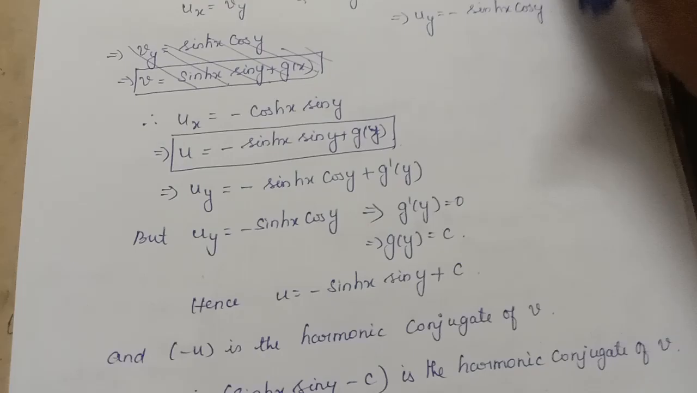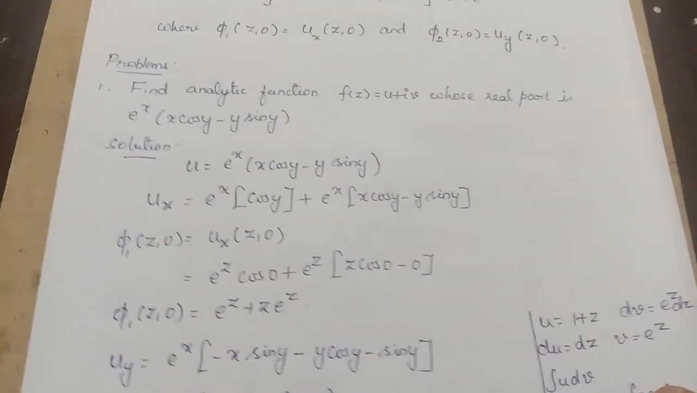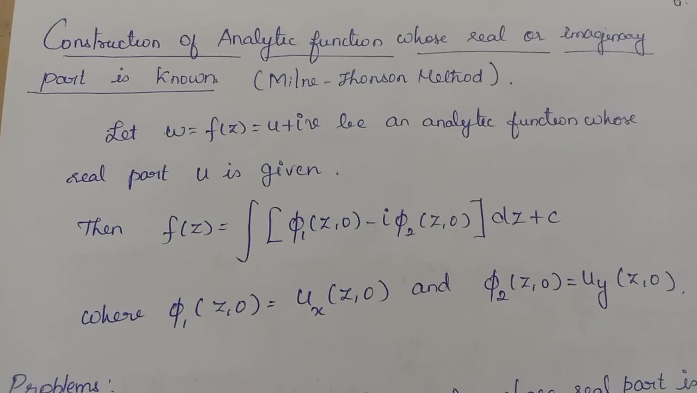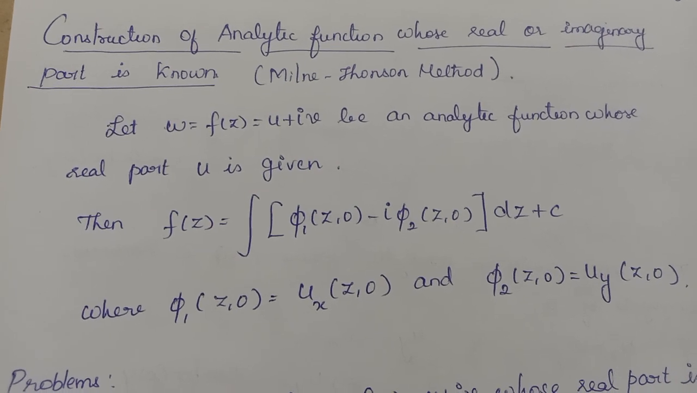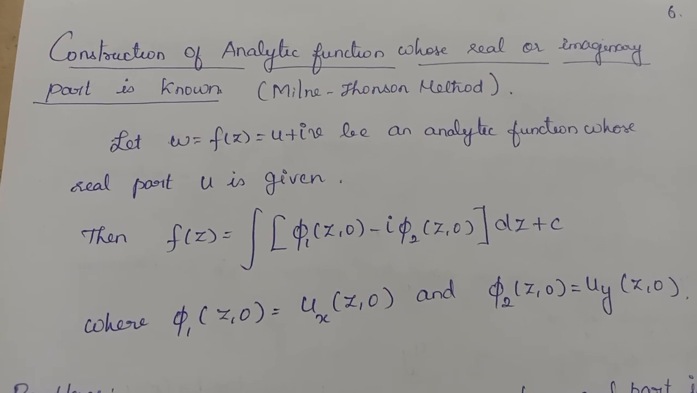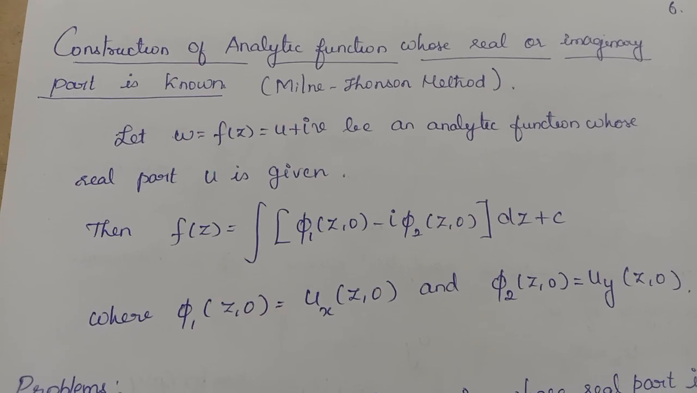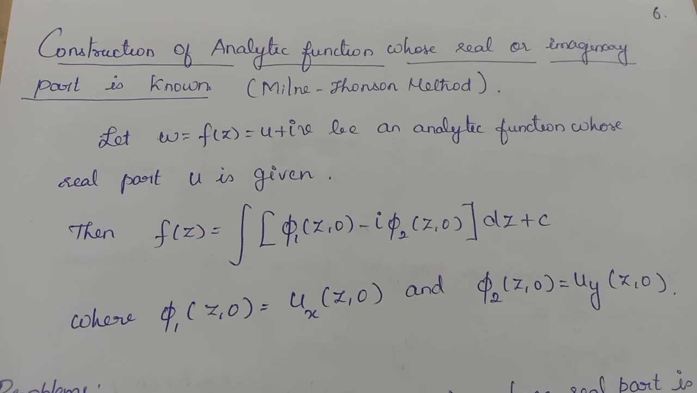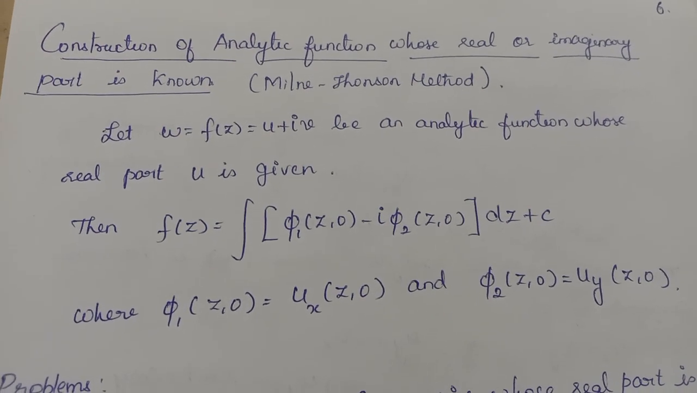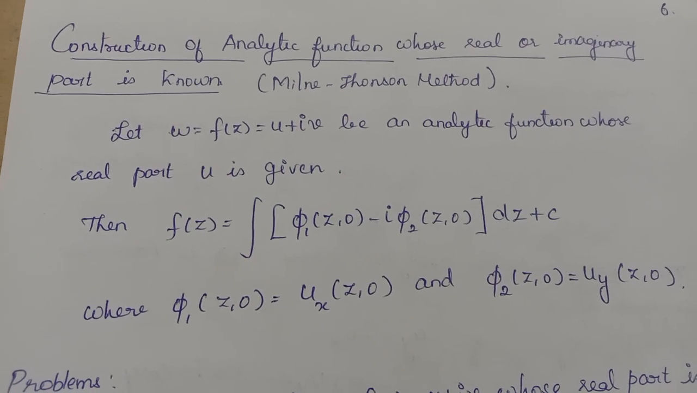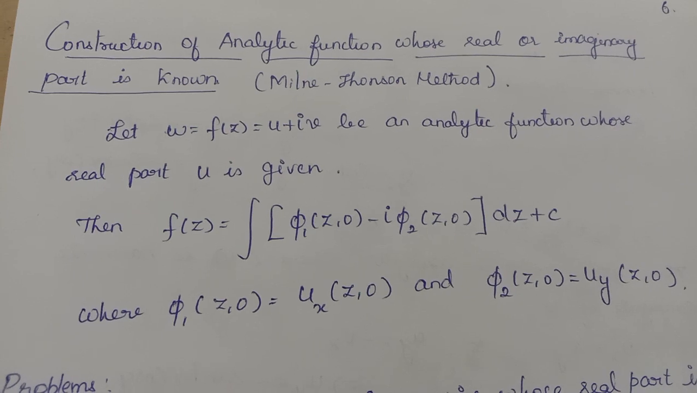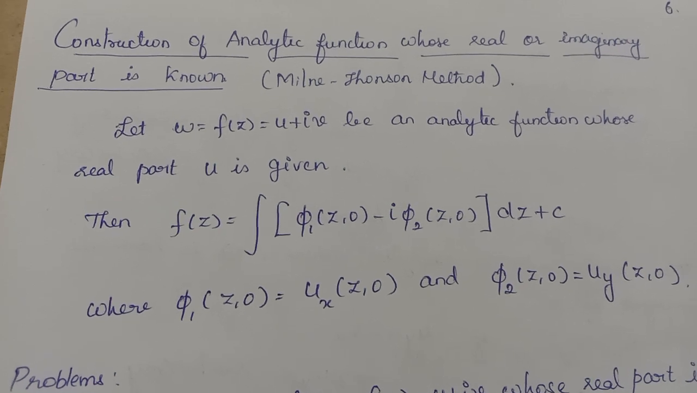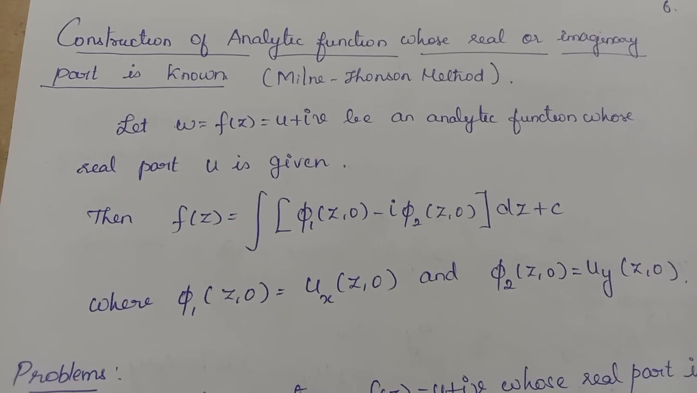Okay, right. Then next we are going to see construction of an analytic function whose real or imaginary part, any one of them, is given. For this we are going to use the Milne-Thomson method. For construction of an analytic function, either the real part or the imaginary part will be given to you. You have to find the concerned analytic function. That can be done by using the previous method. If u is given, we find v, its harmonic conjugate. Similarly, if v is given, we find u. From that we can write f of z equal to u plus iv.